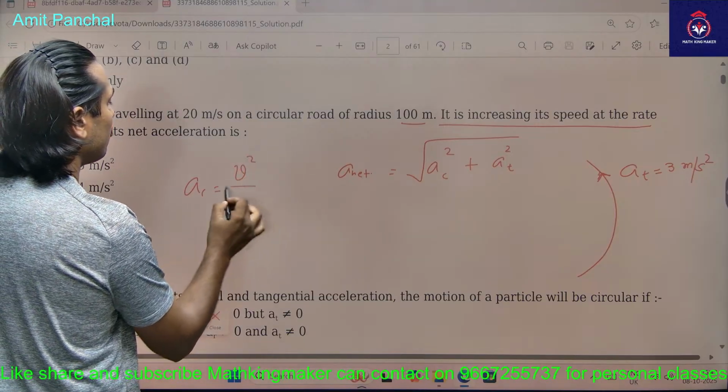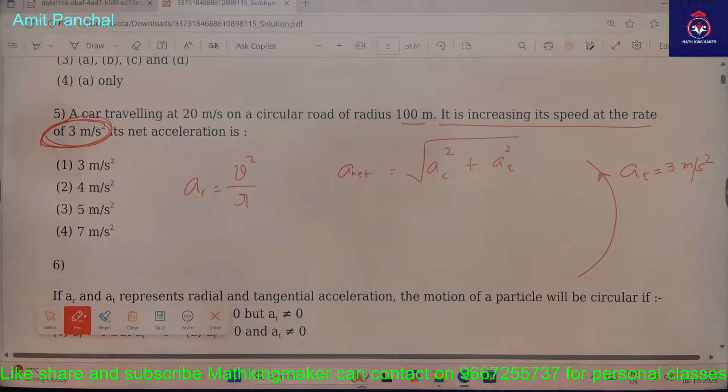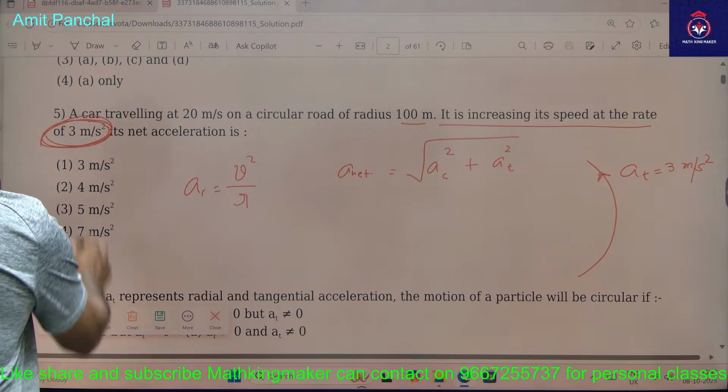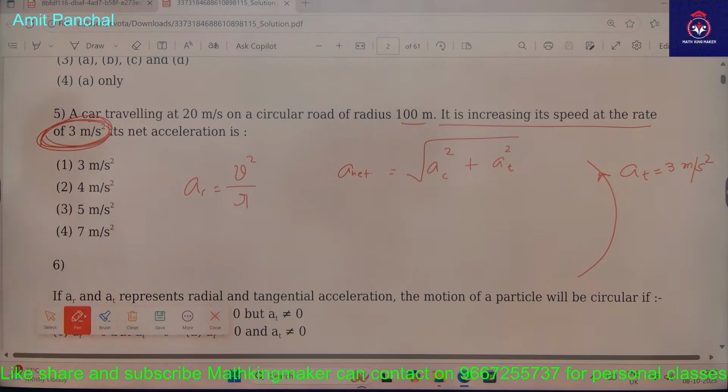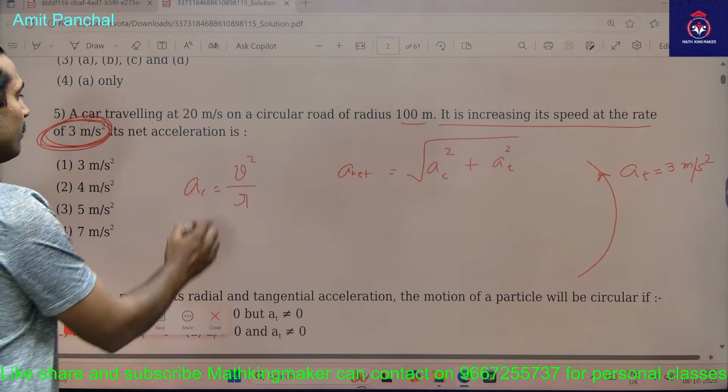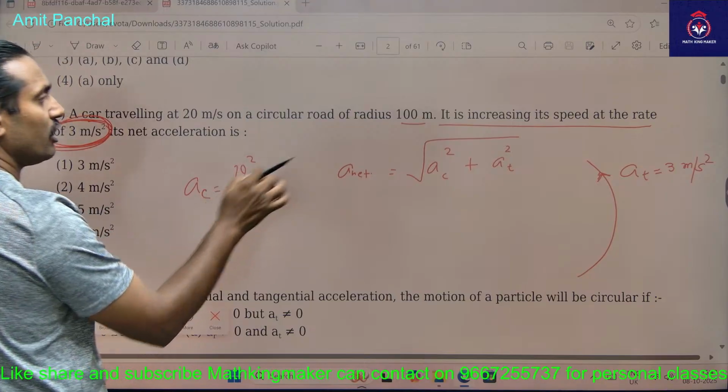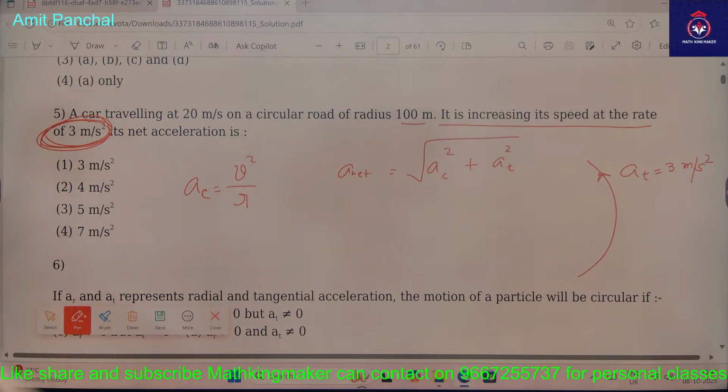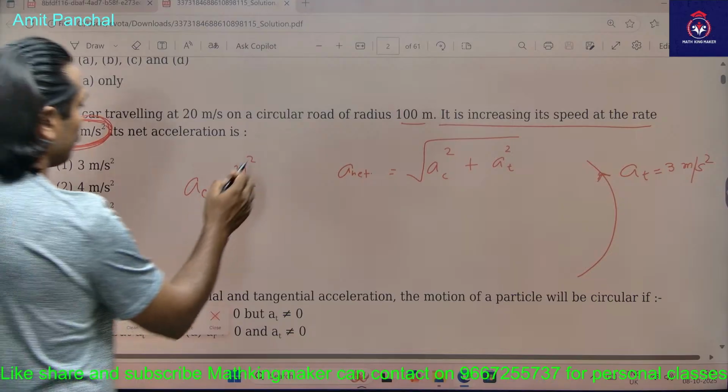V square by R. Tangential acceleration is always along a tangent, right? Imagine the car is at this position, then the tangential acceleration will be directed along the tangent to that position. So the magnitude of tangential acceleration is given, that is 3 meters per second square. Centripetal you need to find by the formula V square by R.